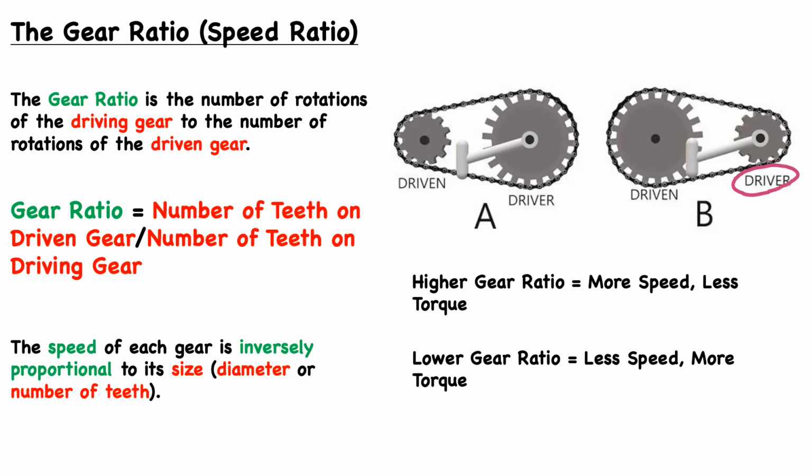So a good way to summarize and remember the important points, or rather the consequences, the implications of the gear ratio, is that a higher gear ratio translates to more speed and less torque, where a lower gear ratio means less speed but more torque.